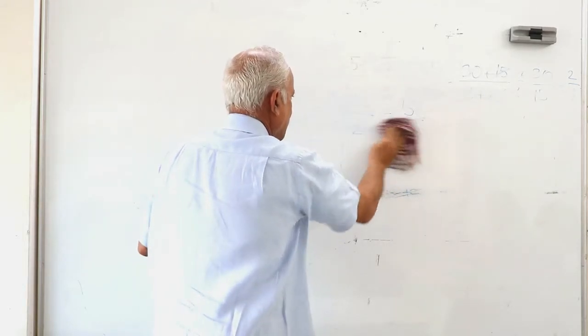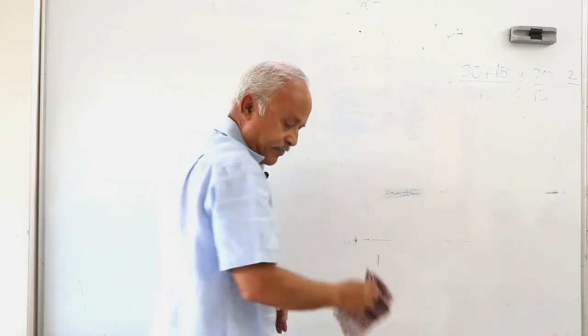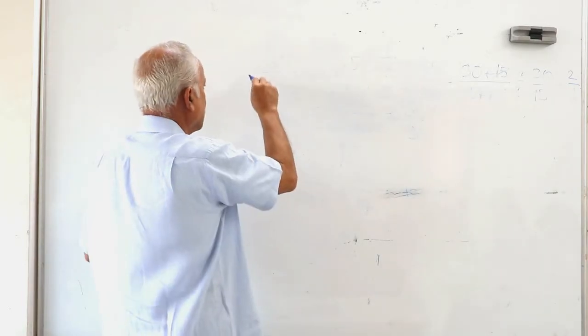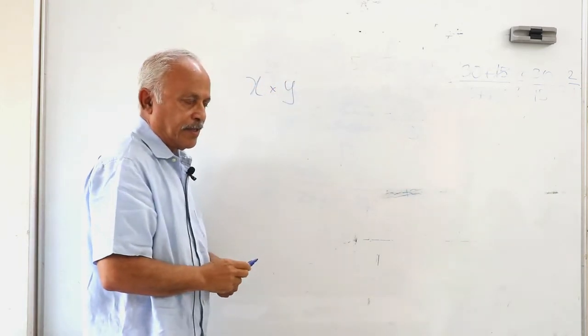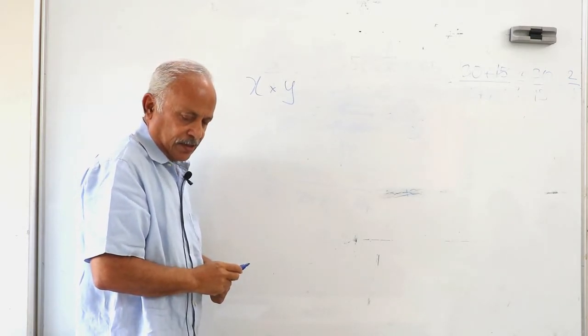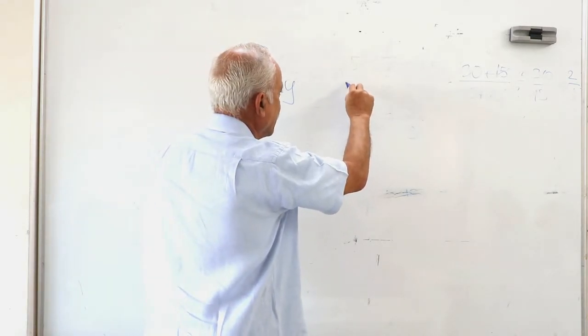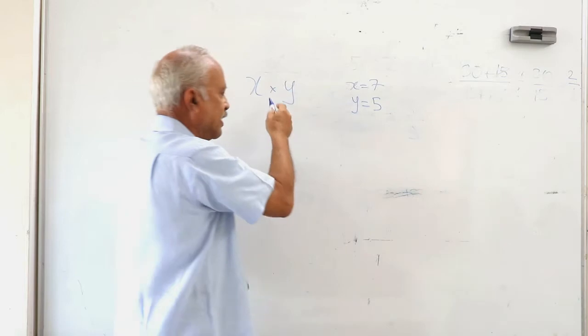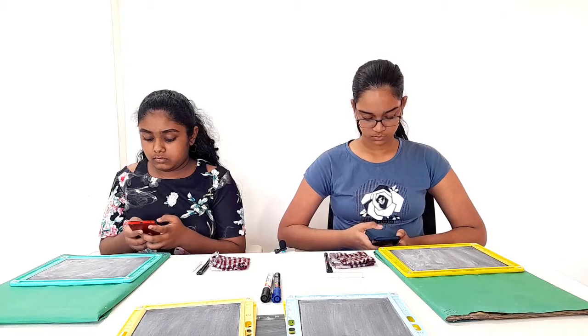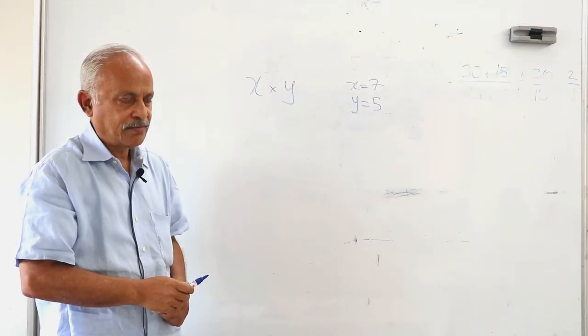So now let us take x into y. And the first problem is, you take x equal to 7, y equal to 5, and solve this on your calculator. What do you get? 35. 35. Okay.